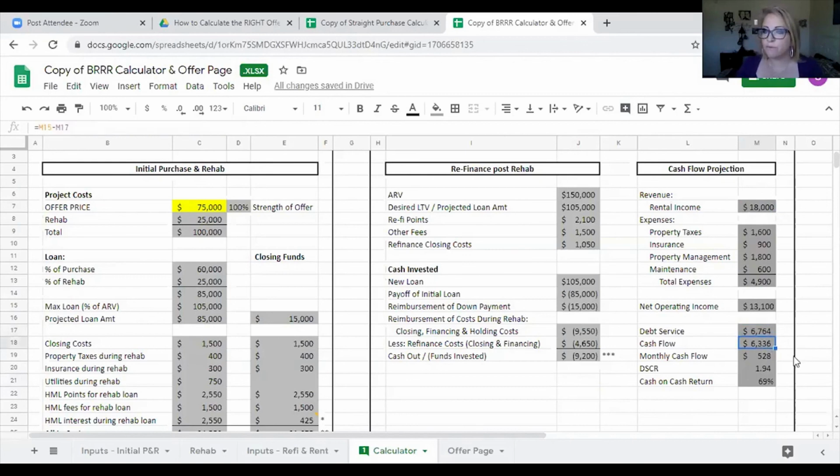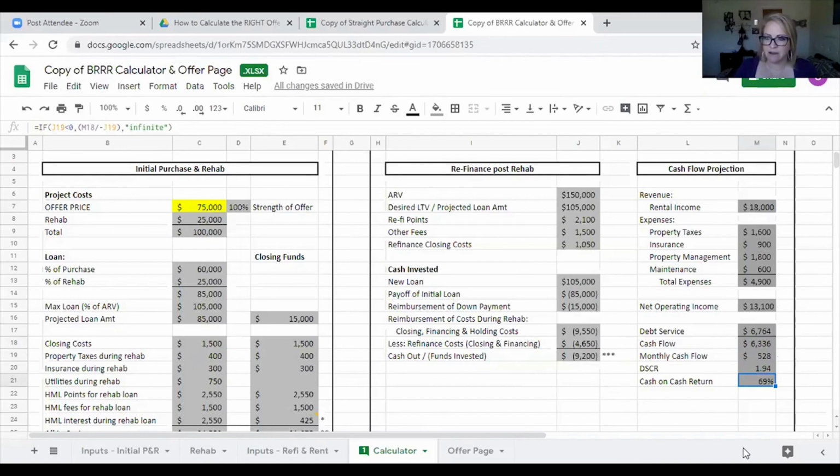So that means your cash flow is $6,336. All the same things that applied on the straight purchase now apply here. It's just that you're evaluating it based on what things look like after it's been refinanced. So we have a monthly cash flow of $528. That ends up being a DSCR, debt service coverage ratio, which is the net operating income divided by the debt service, of almost 2.0. Very, very high. Yes, we're investing $9,200 in the property, but these numbers look really good, and the cash on cash return is 69%.